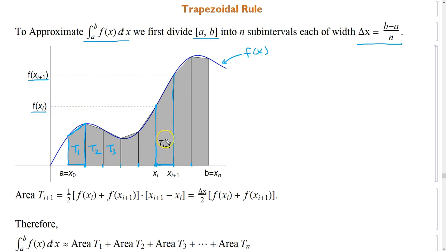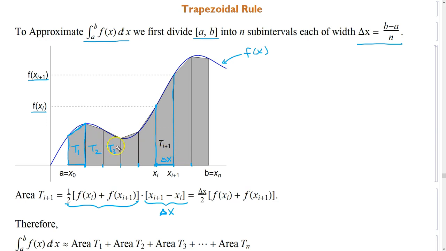Therefore, the area of trapezoid T i plus 1 is given down here. It's going to be the average of those heights, which is right here. We just add f of xi plus f of xi plus 1, divide by 2. So that's our average, and then times delta x. Remember, delta x is xi plus 1 minus xi. That gives us this width down here. So that distance is delta x. And now this can be simplified as delta x over 2 times f of xi plus f of xi plus 1. So that's the area of this trapezoid.